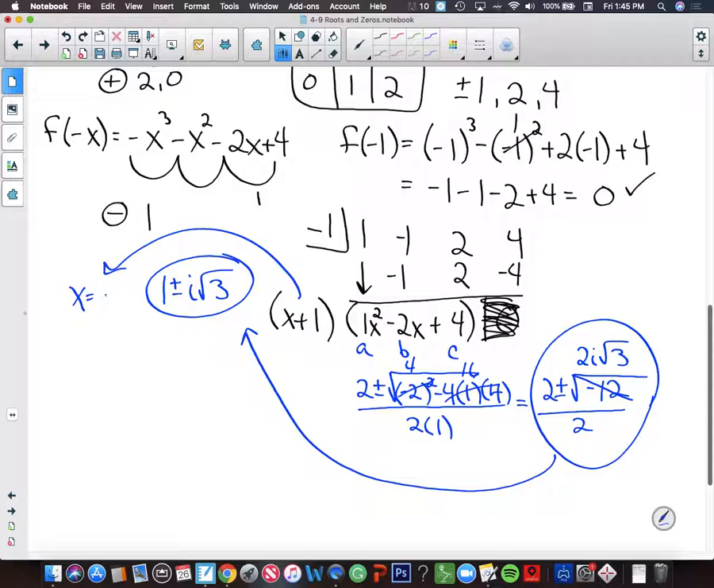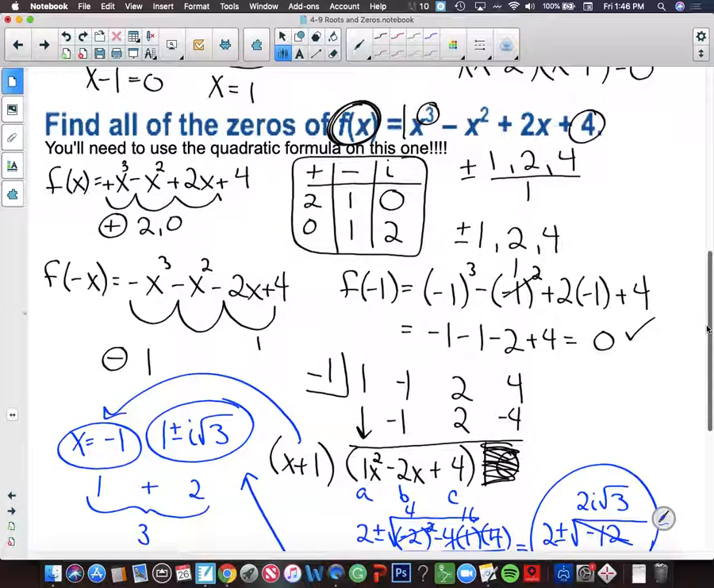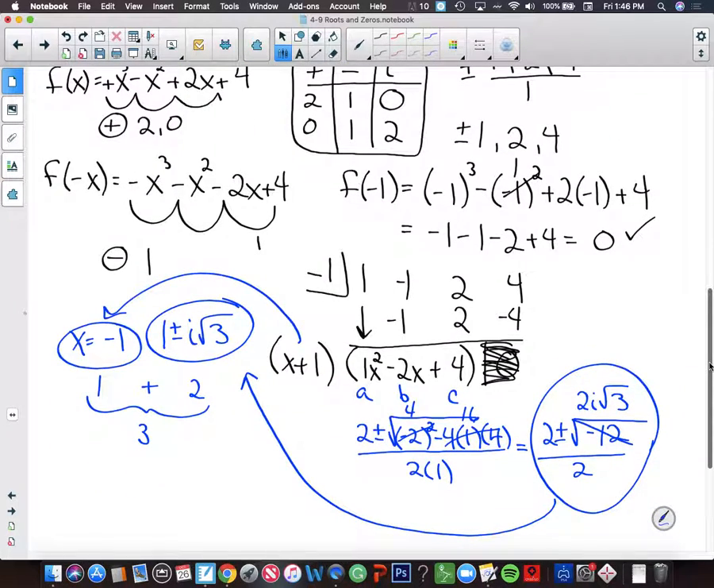So x equals negative 1. All right, so the type and number of solutions, we got 1 from here, 2 from there, so that gives me 3 solutions. All right, so that matches with the degree of the function that we started with. And we have 1 real and 2 imaginary, or 1 negative and 2 imaginary. So that would refer to that part of the chart.